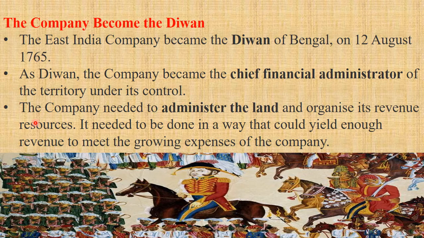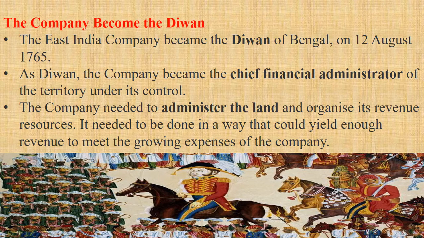What have we seen in this slide? First, the East India Company became the Diwan of Bengal. When, my dear children? 12th August 1765. Okay, clear with the first point. Next, as Diwan, what did they become? The company became the chief financial administrator. Third point, the company had to administer the land and organize the revenue resources, the money they were getting. They had to monitor the yield from the land and the revenue, to see whether it helped them meet the expenses of the company.